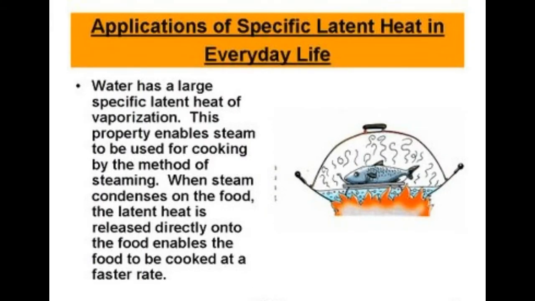Applications of specific latent heat in everyday life. Water has a large specific latent heat of vaporization. This property enables steam to be used for cooking by the method of steaming. When steam condenses on the food, the latent heat is released directly onto the food and enables the food to be cooked at a faster rate.